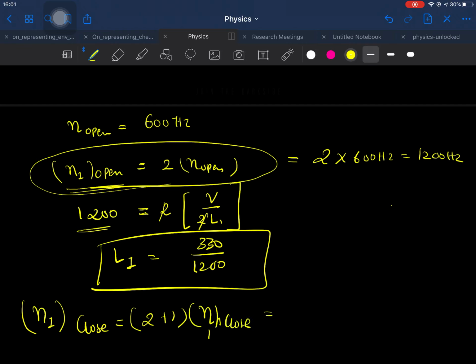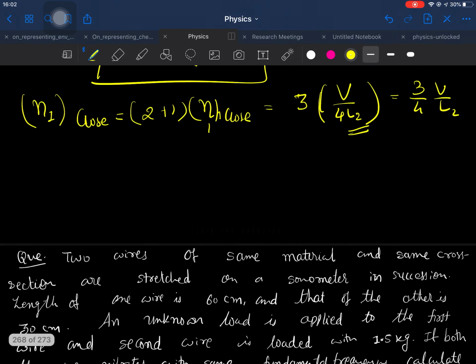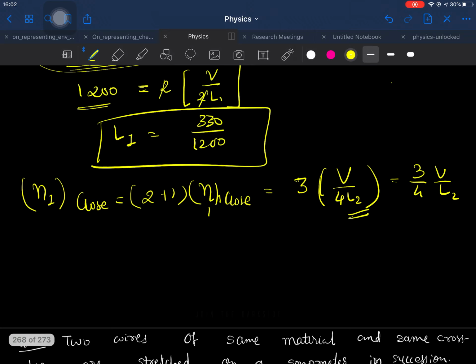Now if you remember the formula for the closed pipe, what do we write? V divided by 4l, in this case 2. Okay, so it's 4 L2, and we have now 3 by 4 of v by L2. So please remember this equation. If you don't remember the equation, then it will be very difficult for you.